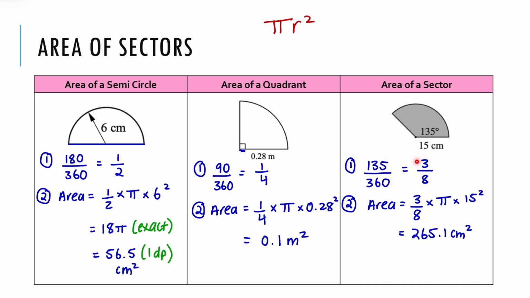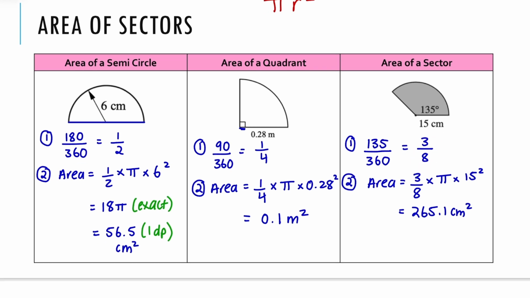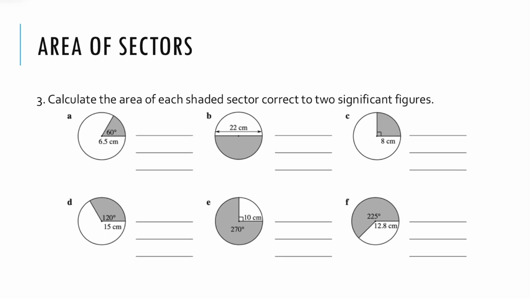If you're wondering how I got 3/8, what I did is there are 2 ways. I can find a common factor of 135 and 360. And here 45 is a common factor, but that's quite a large number. So the other option is if I put this directly into my calculator, it will give me the simplified fraction like so.